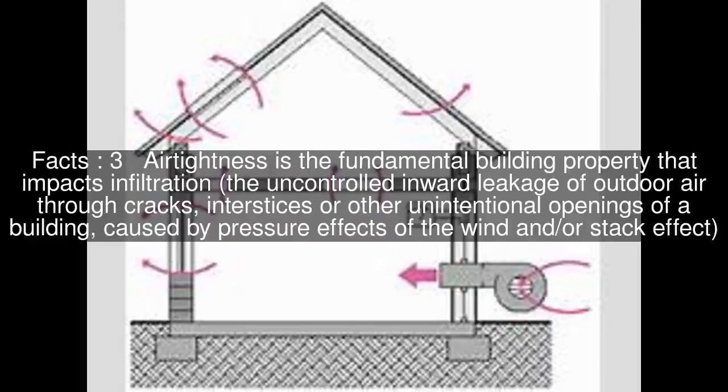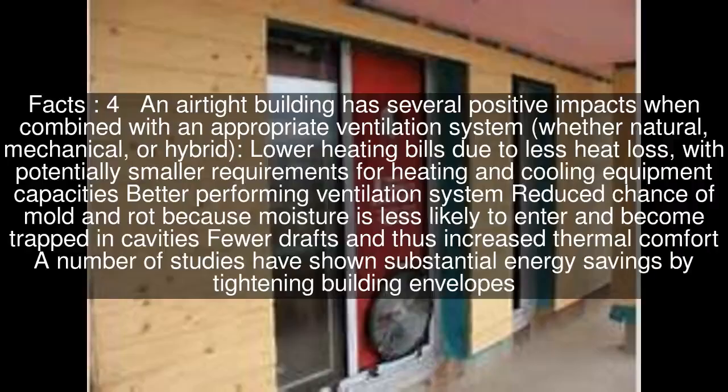Airtightness is the fundamental building property that impacts infiltration, the uncontrolled inward leakage of outdoor air through cracks, interstices or other unintentional openings of a building, caused by pressure effects of the wind and/or stack effect. An airtight building has several positive impacts when combined with an appropriate ventilation system, whether natural, mechanical, or hybrid.